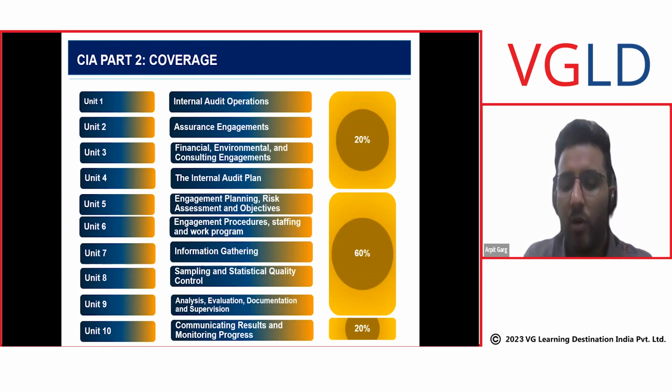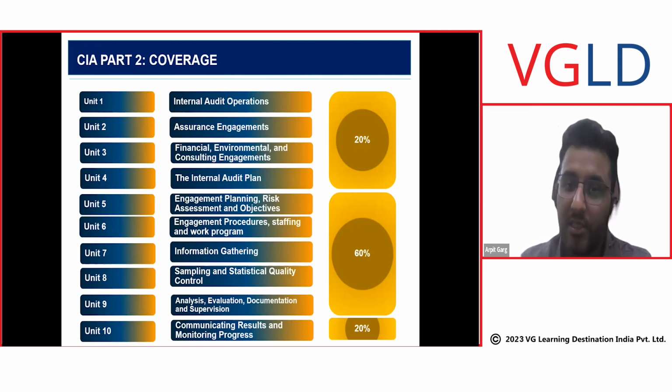Okay, and then we get into understanding how we prepare an engagement plan. How do we assess the risk? How do we define the engagement objectives? How do we define the engagement scope? What are the engagement procedures? What are the different engagement procedures that we can apply? How can staffing be done? When we are looking at staffing, these are the people who will work on the engagement. As a senior internal auditor or as a chief audit executive, what are the things that I should keep in mind?